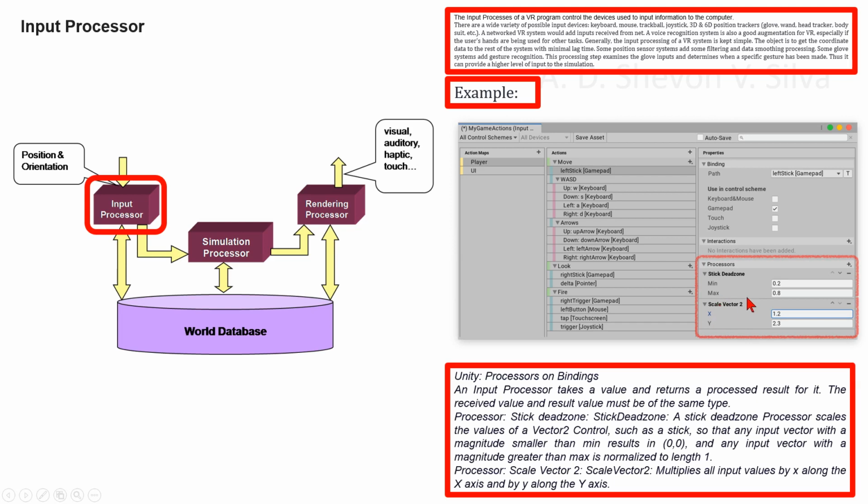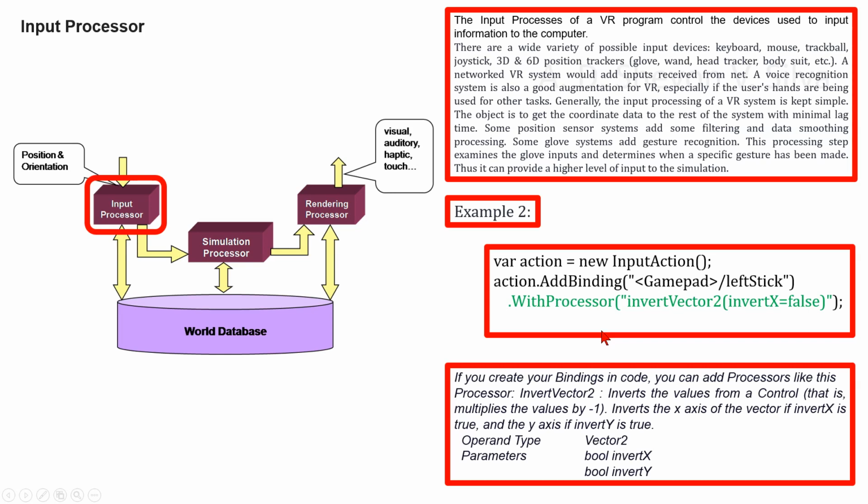The processor Scale Vector2, the name being scale vector 2, multiplies all input values by x along the x-axis and by y along the y-axis. The operand type is Vector2 and the parameters are float x and float y. We can consider this as example 2.